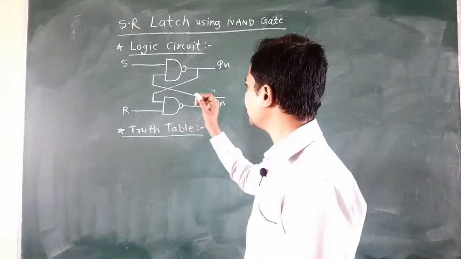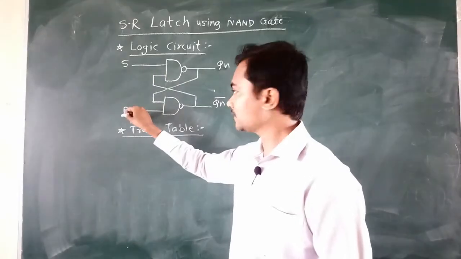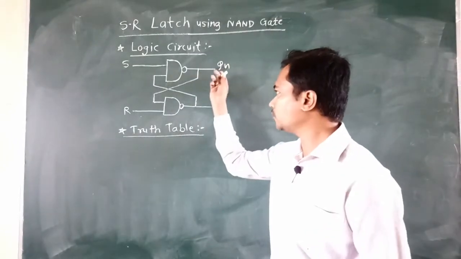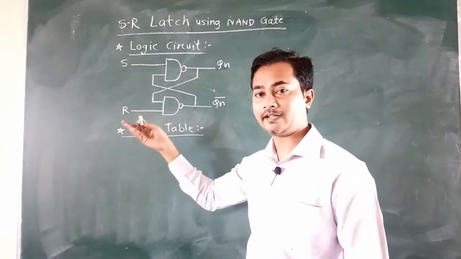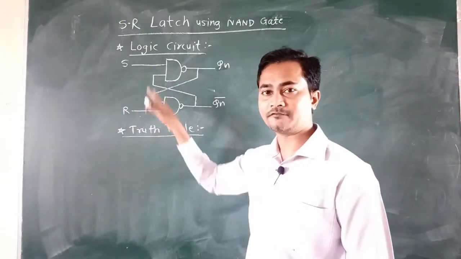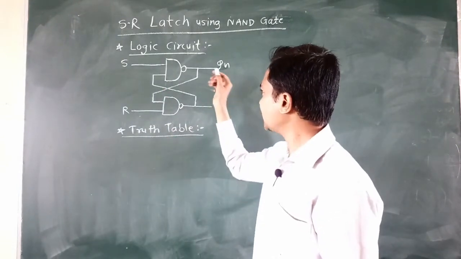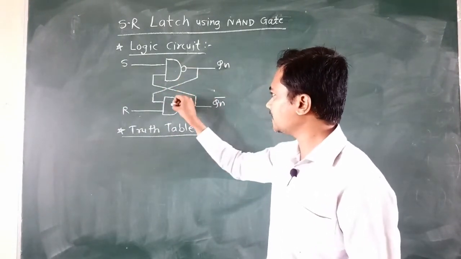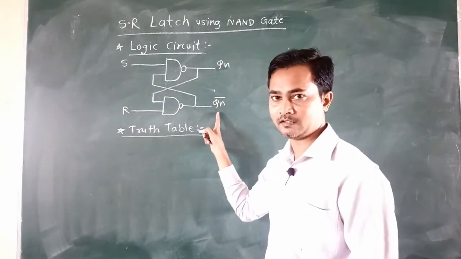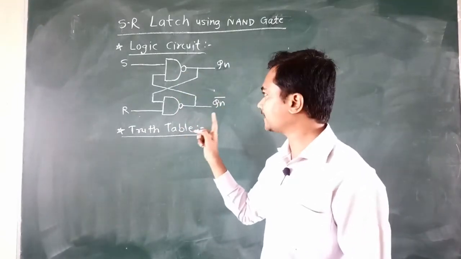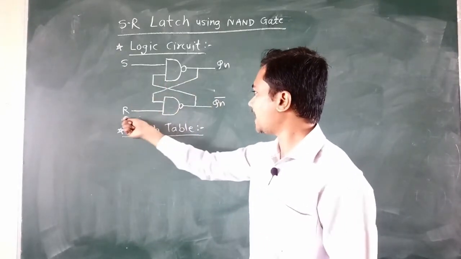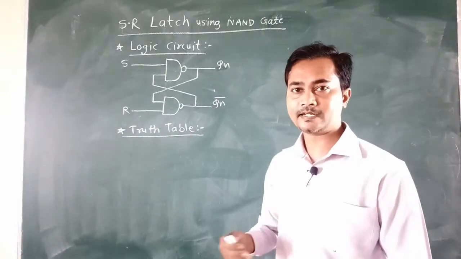As we know, S and R are the set and reset inputs. As per our requirement we can set or reset the output by providing logic 0 and logic 1 to S and R, or vice versa. If you use the NOR gate, then R should be in the path of Qn and S should be in the path of Qn bar. But using NAND gate, the SR latch can be designed by applying S input in the path of Qn and R input in the path of Qn bar, that is the complementary output path.